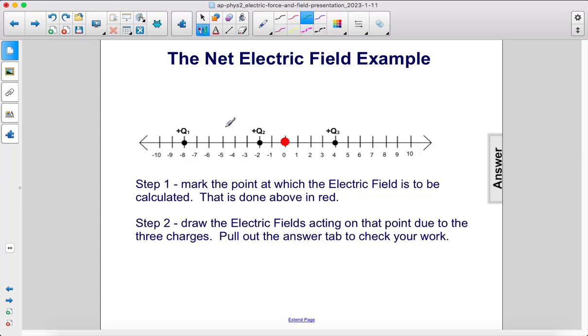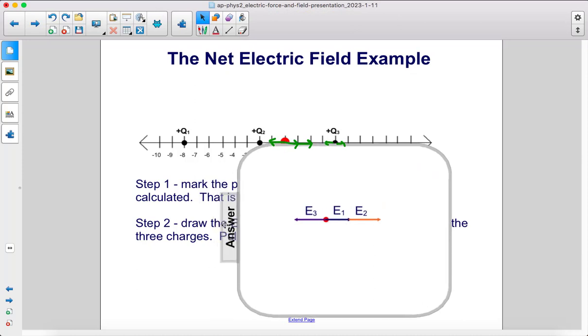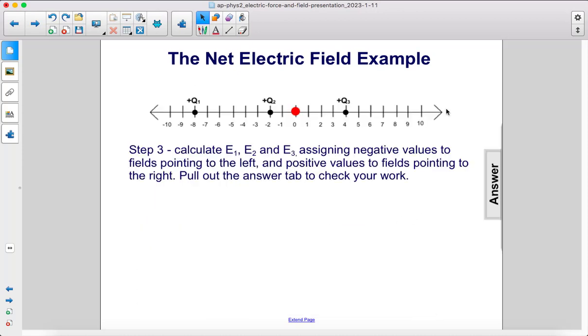Step 2, draw the electric fields acting on that point due to all three charges. So, remember the field due to this charge over here, the field points away from this charge like that. So, at this point, we'd have a vector pointing this way due to this charge. Over here, we have a vector pointing this way due to the first charge. We have another vector pointing to the right due to the second charge. So this is kind of like a free body diagram. It's showing the vectors of the electric fields and the directions that they point.